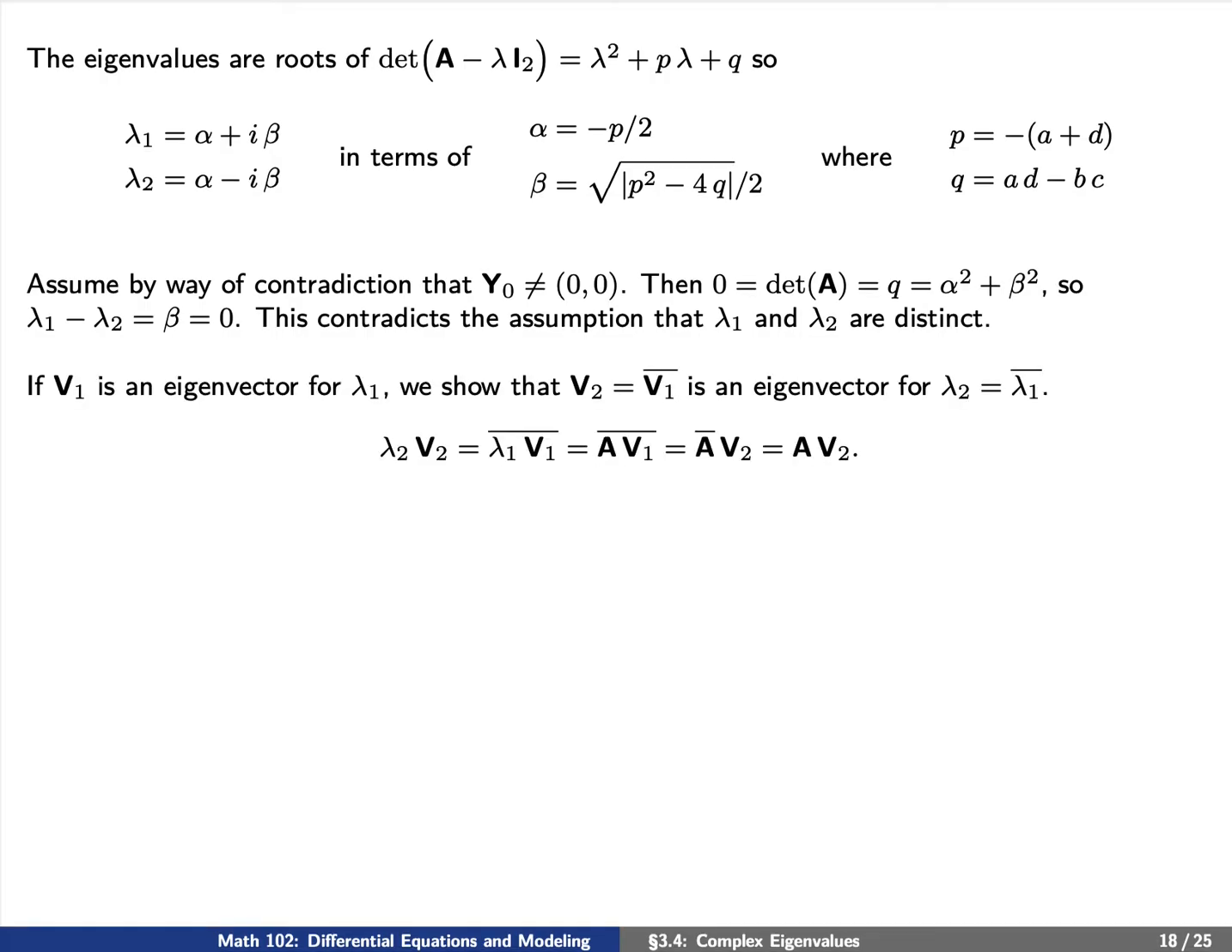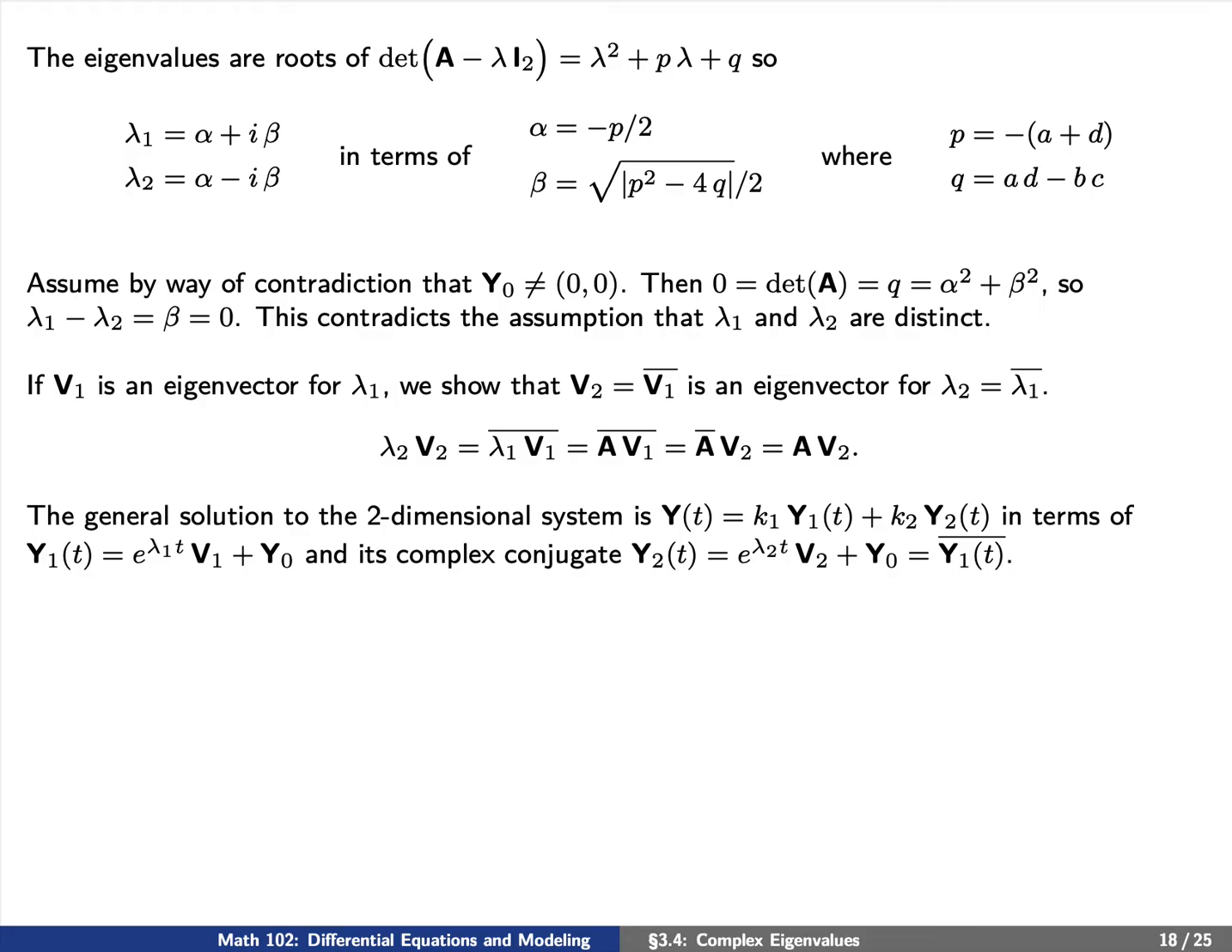Let's say that v sub 1 is an eigenvector for our eigenvalue, lambda sub 1. We're going to show that v sub 1 conjugate is also an eigenvector for lambda sub 1 conjugate. Here we see that lambda sub 2 times v sub 2 is just the complex conjugate of lambda sub 1 times v sub 1, but because v sub 1 is an eigenvector, this is equal to the complex conjugate of A times v sub 1. But now, A is simply a real matrix, so it's equal to its own conjugate. V sub 1 conjugate is by definition v sub 2, so we're able to conclude that A times v sub 2 is equal to lambda 2 times v sub 2.